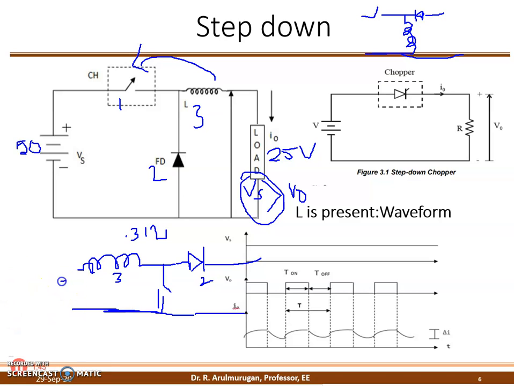Now the input is 50 volts and the output is 100 volts. Is the output higher? Yes, the output is higher. That is called the boost converter. Then you can write V naught is greater than Vs. The output voltage is higher than the input voltage. That is called the boost converter.